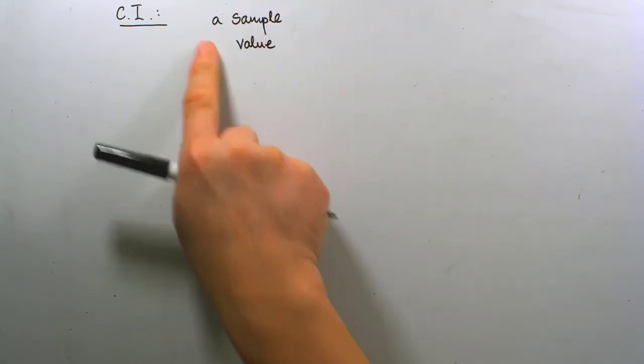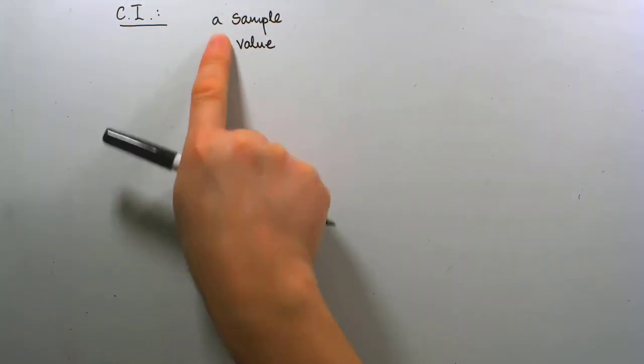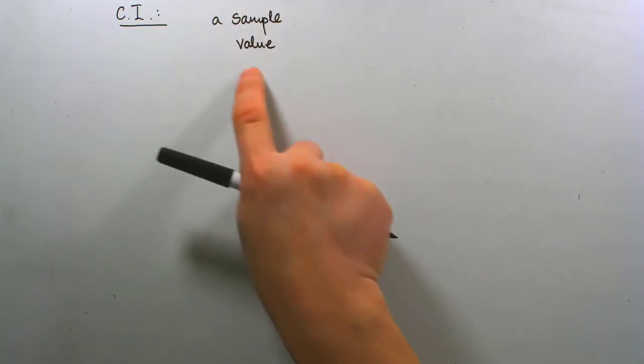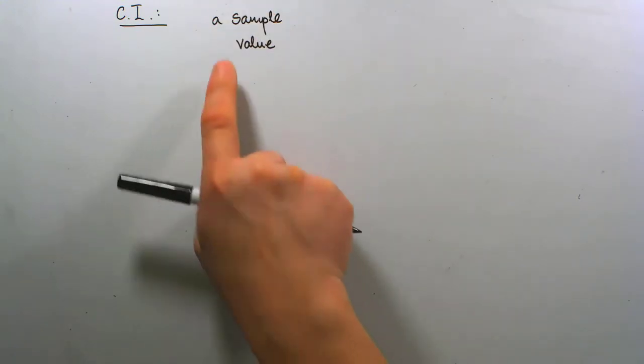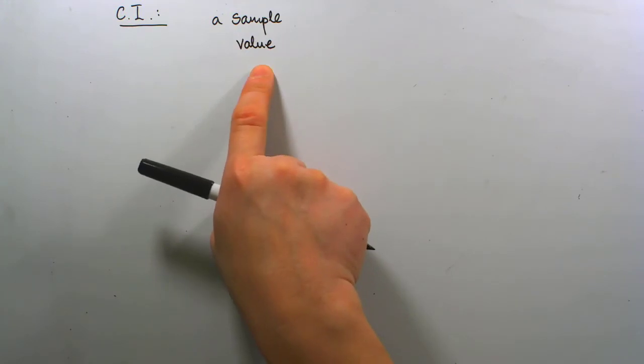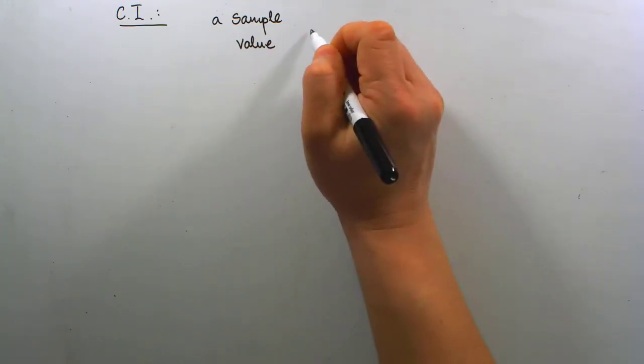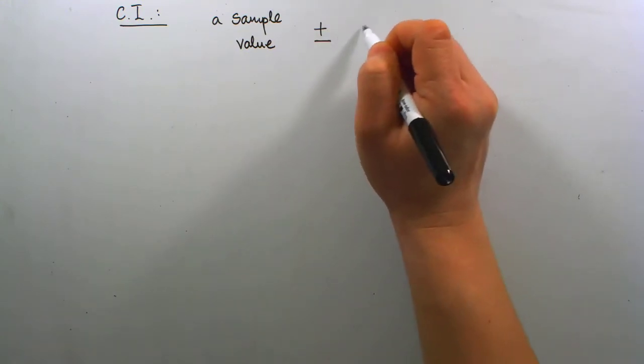And so a sample value here is a lot of the time either given, or purposely found by ourselves, the people who are working on the problem. So we must first have a sample value, and from where our obtained sample value is, we are going to add and subtract the margin of error.